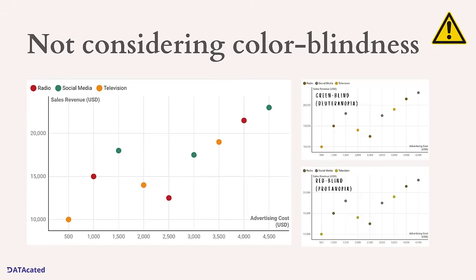However, if we run the scatter plot through a color vision deficiency filter, you'll notice the colors start to look very similar. The 2 examples that you see on the right demonstrate how a person with green blindness and red blindness would view the scatter plot.